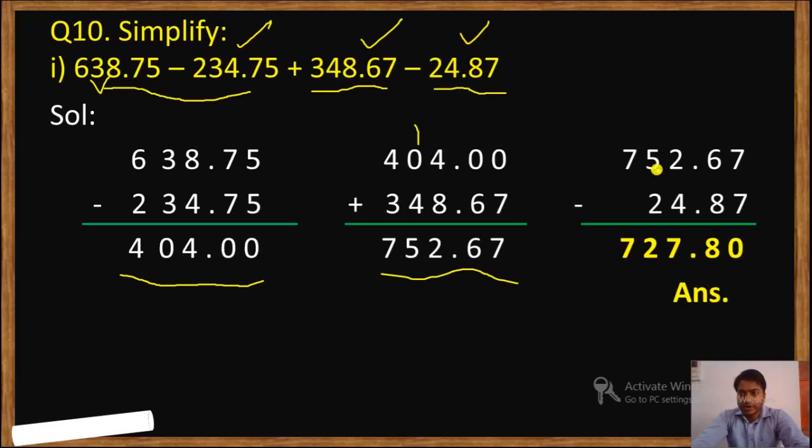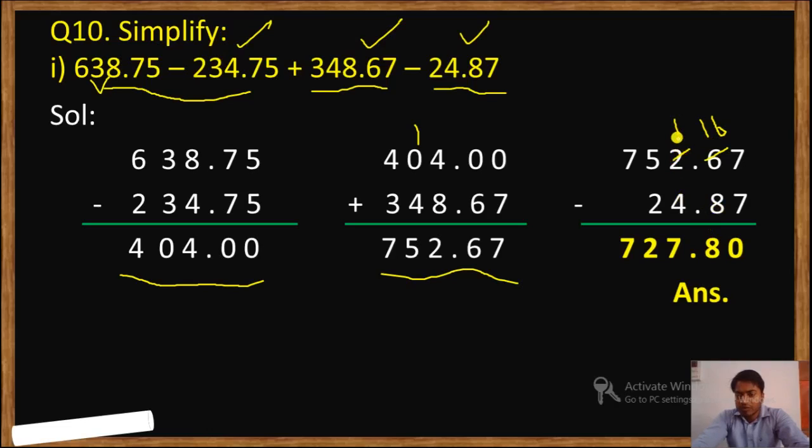Okay, so we have to write like this: 752.67 minus 24.87. Okay, now subtract: 7 minus 7, 0. Now 6 is less than 8, so it will take a borrow from here. So when we take a borrow from 2, it will become 16 and this will become 1. Okay, now 16 minus 8, 8.